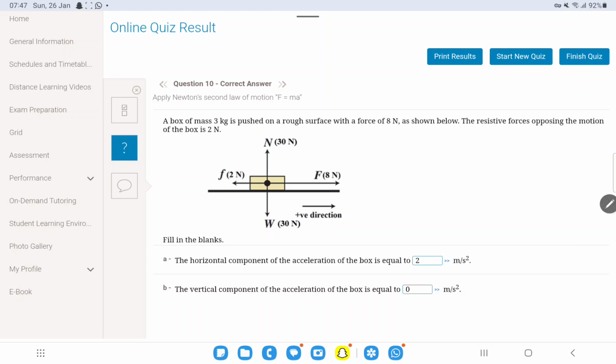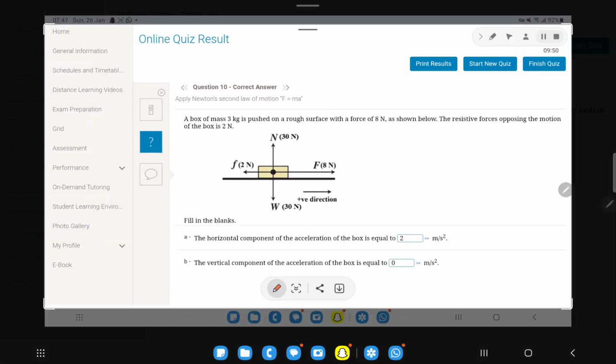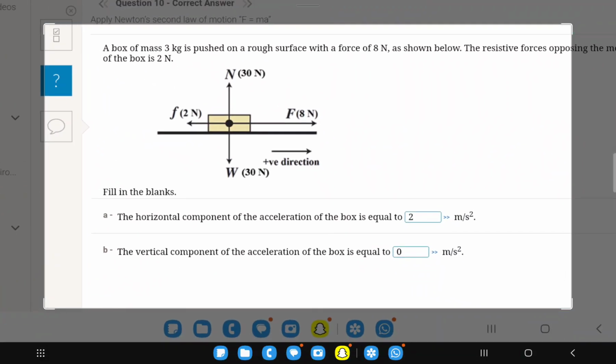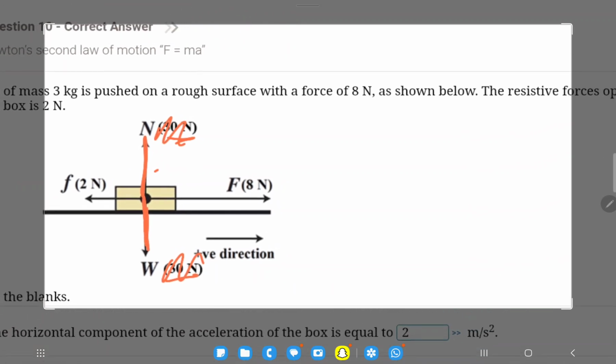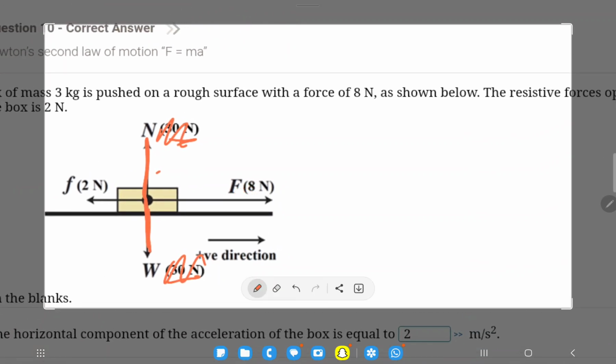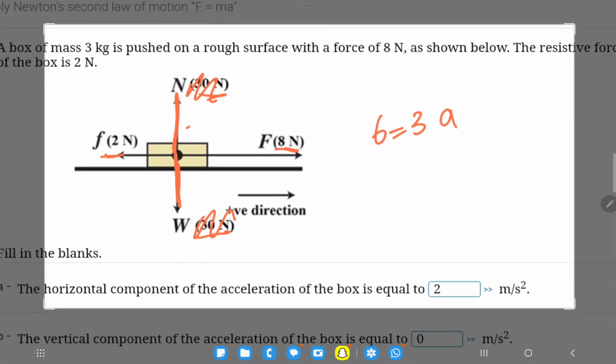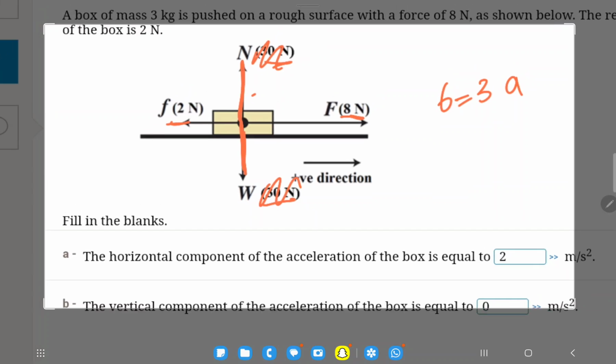A box of mass 3 kilograms is pushed on a rough surface with a force of 8 newtons, as shown below. The resistive force opposing the motion of the box is 2 newtons. These two forces are acting in opposite directions, so they partly cancel each other. F, 8 minus 2 is 6, so 6 equals ma. Mass is 3.